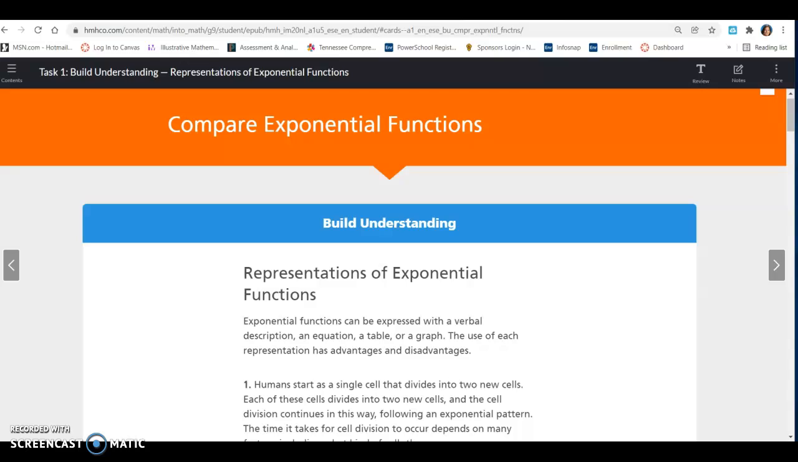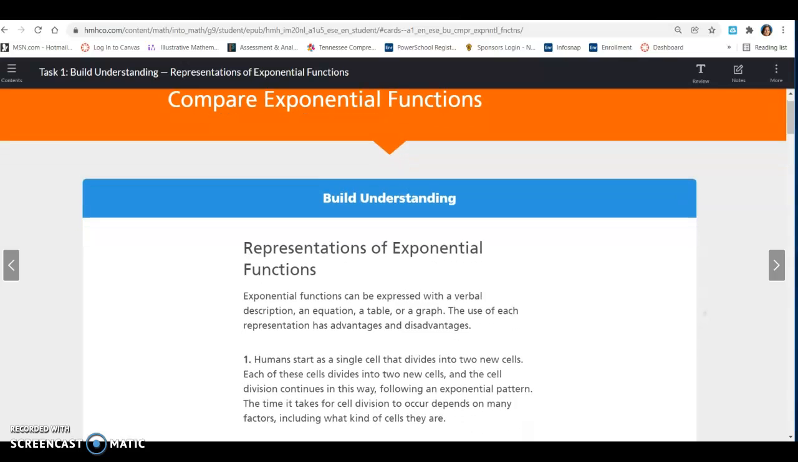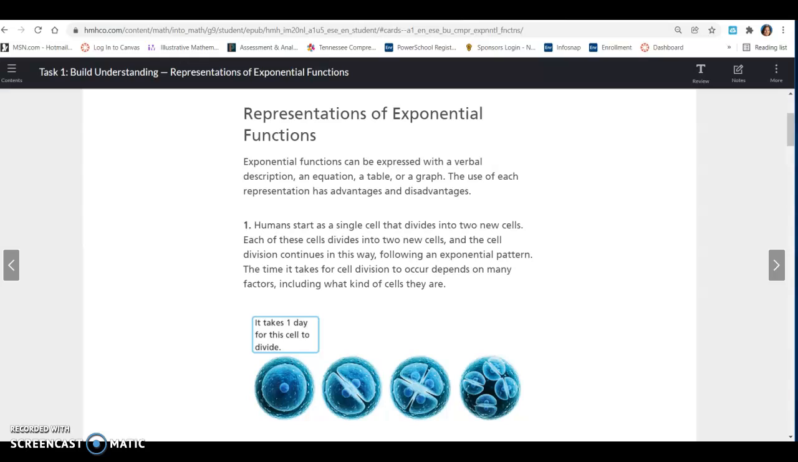All right, guys, today we're on lesson 12.2, and we're going to start with task 1. So we are comparing exponential functions. Representations of exponential functions. Exponential functions can be expressed with a verbal description, an equation, a table, or a graph. The use of each representation has advantages and disadvantages.